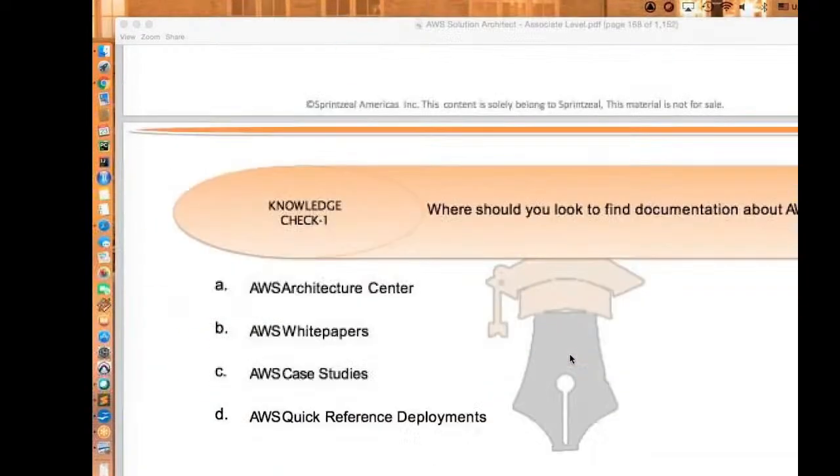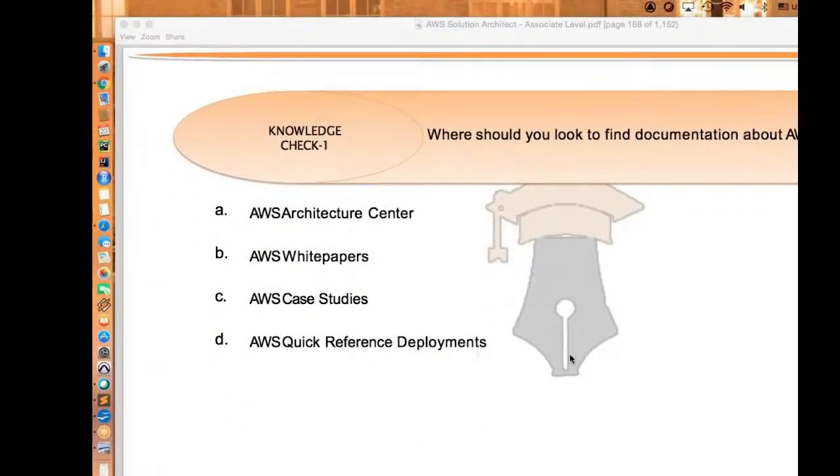Yeah, okay, coming to the quiz. We have a few more questions here. What should you look at to find documentation about AWS architecture? I think yesterday we talked about where we can find this architecture information. So do you have anything in mind, Patrick?